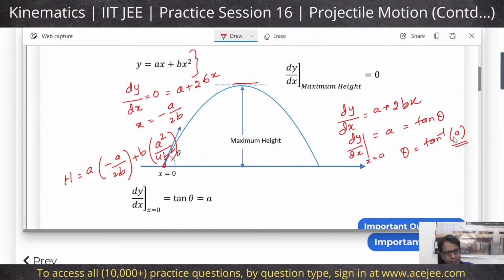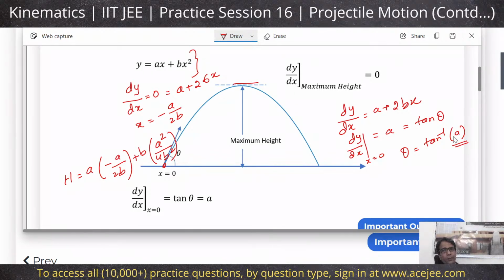And then you might be asked to determine all the information about the journey. You might be asked to find the angle of projection, the initial velocity, the maximum height, the range, all just from that equation. Correct, Beta? Right.